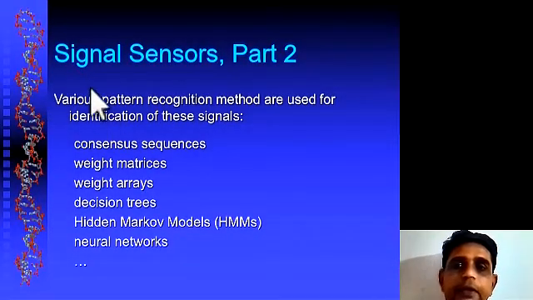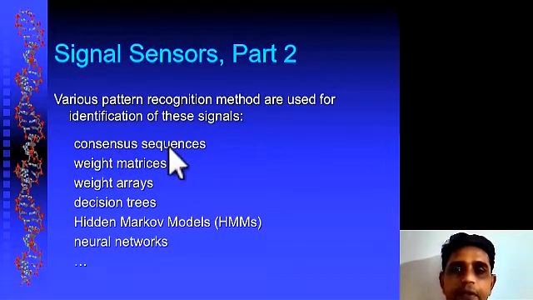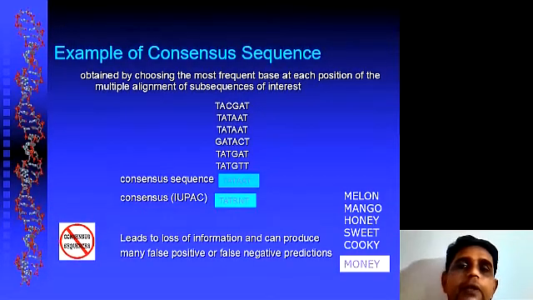Suppose you are taking the signal sensor in more detail, then various pattern recognition methods are utilized. It will help in identification of the gene signal. It will also identify the consensus sequence. Consensus sequence means sequences which are very common. Weight matrix, weight array, decision tree, hidden Markov model, neural network, and many others. So many software tools are there. Each software will have its own kind of example.